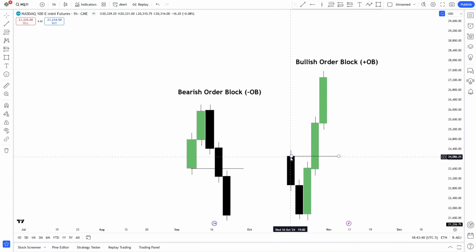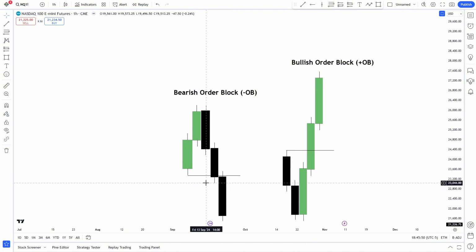And that is why we frame our entries off the opening price of a bullish order block or a bearish order block. Now you can also enter off of the low of a bearish order block or the high of a bullish order block. Now this comes down to preference. You can either enter off of the opening price of either a bullish order block or bearish order block, or off of the low or high respectively off of a bearish or bullish order block. This comes down to preference. However, me personally, I prefer to enter off of the opening price.